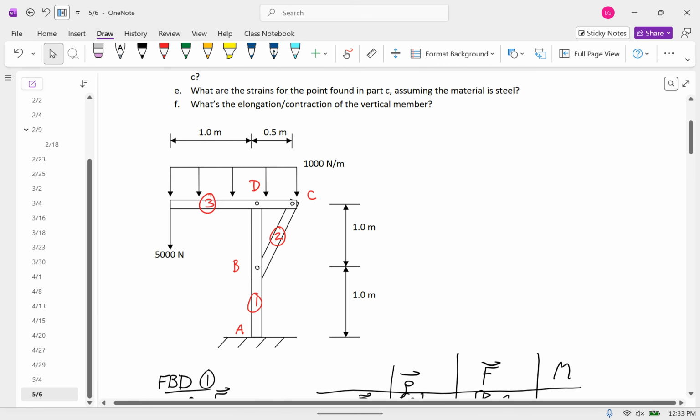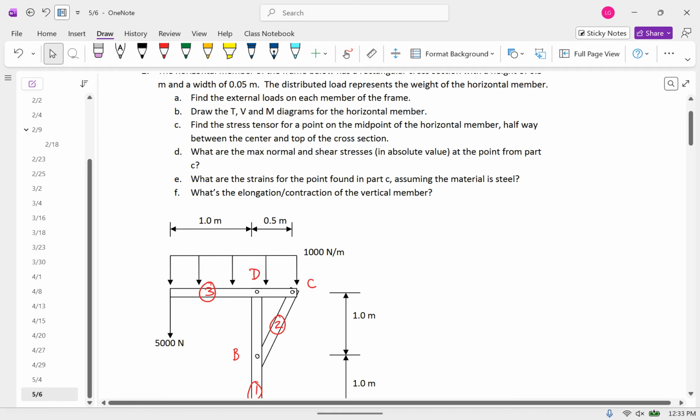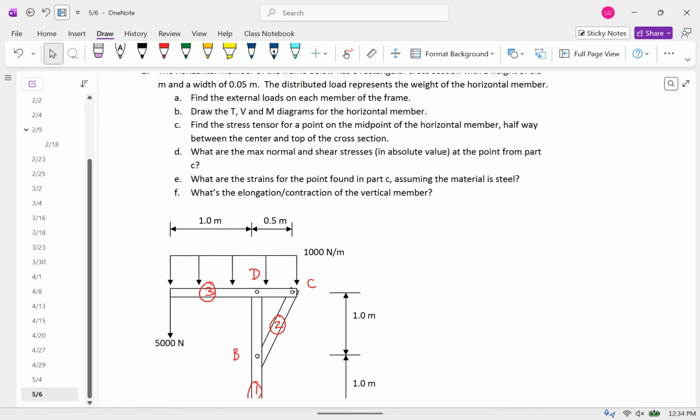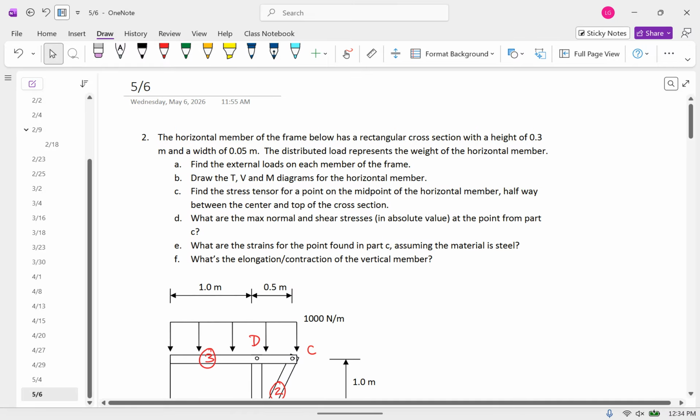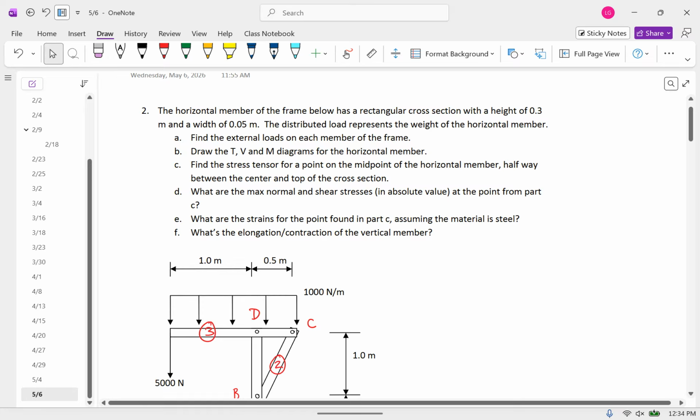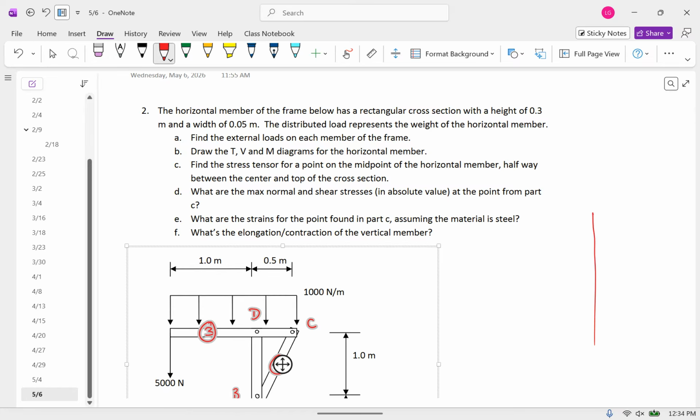And then let's see. So it says find the stress tensor for a point halfway. So at the midpoint, halfway between the center and the top of the cross section. So let me draw this cross section. It has a width of 5 and a height of 0.3. That is really fat. So, something like this.